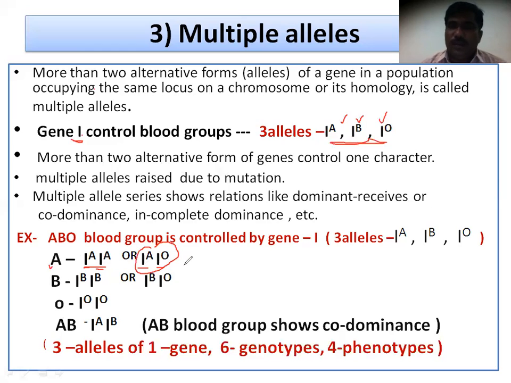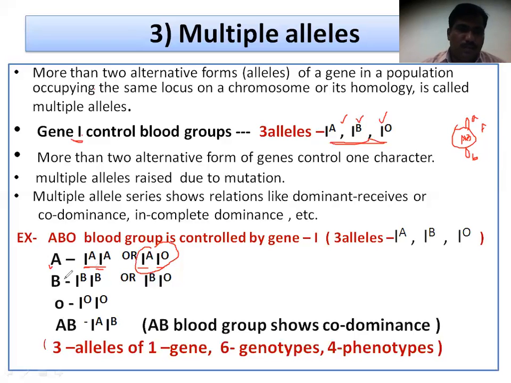Due to the presence of the A allele and B allele, some sort of antigens are produced on the red blood cell and they help to determine the blood group. So specific antigens are produced on the surface of RBC. Suppose the RBC has antigen A, then this blood group is A. Suppose the RBC has surface antigen A and B, then this blood group is definitely AB because both antigens are present on the red blood cell.